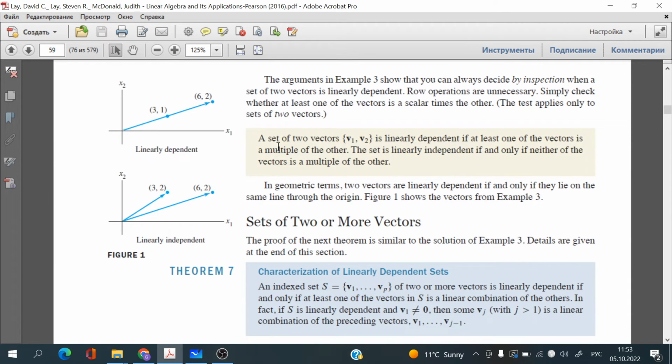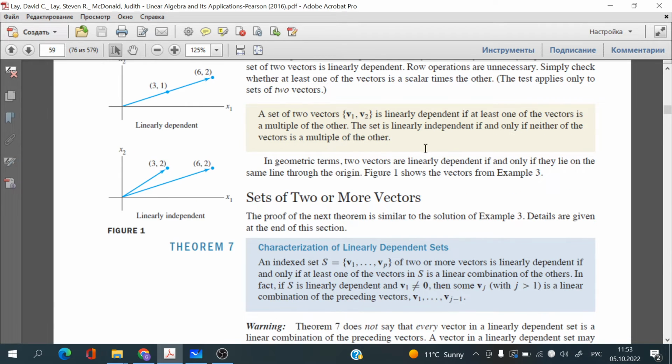Now let's study the following definition. A set of two vectors v1 and v2 is linearly dependent if at least one of the vectors is a multiple of the other. When it's a multiple of the other, it creates dependency. The set is linearly independent if and only if neither of the vectors is a multiple of the other. So this is a very important fact. Please try to memorize it.